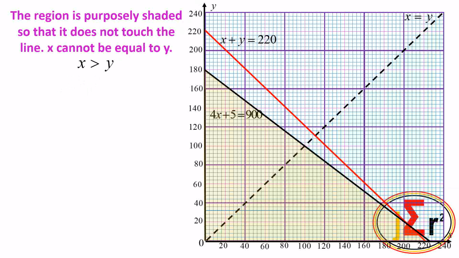The region is purposely shaded so that it does not touch the line. X cannot be equal to y, and that is why this line that we have here, which represents the boundary line for the inequality x is greater than y, this shaded region should not touch that line, and that is why we have it, as you can see, just a little below the line.